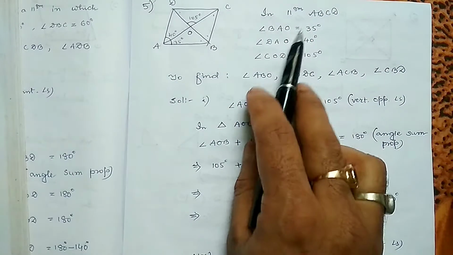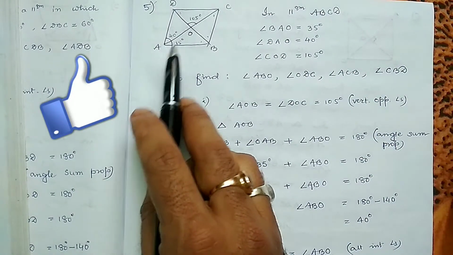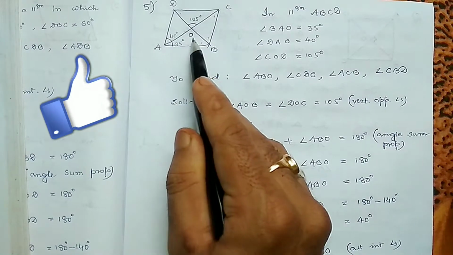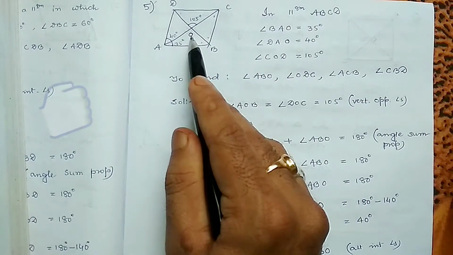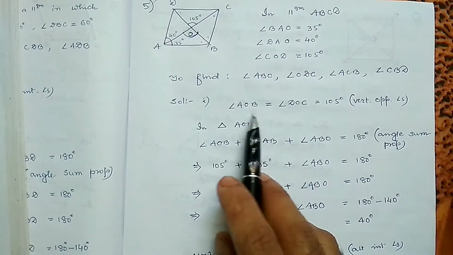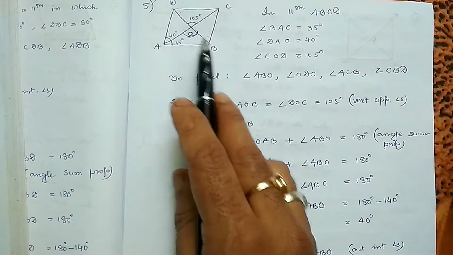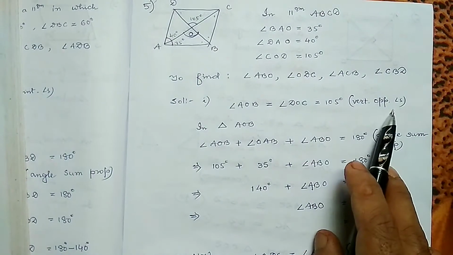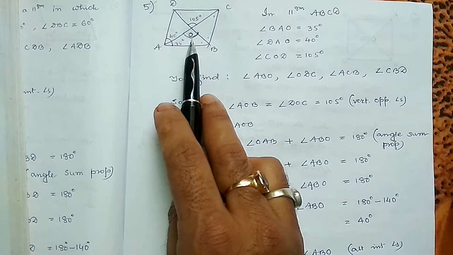Now these are the angles which are given and we have to find these four. Now angle AOB and COD, these two angles are equal, right? Vertically opposite angles. If this angle is 105, this angle also must be 105. So what we have written? Angle AOB equals DOC. Why? They are vertically opposite angles. So since it is 105, this also will be 105. So this one we got.